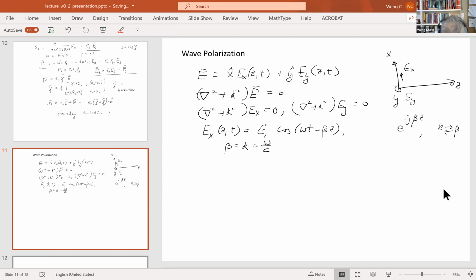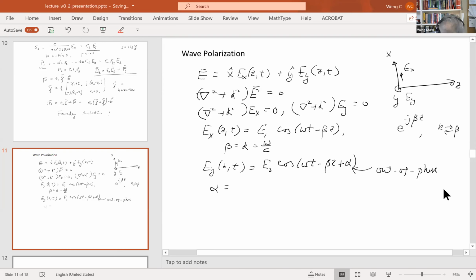And then I can do the same for Ey. And Ey is E2 cosine of omega t minus beta z, but not necessarily in phase with Ex. Okay, there's an out of phase term. Okay, so then we can look at this wave as to what happens. We can study the case where alpha is pi over 2. Okay, and then we look at this wave at z equal to 0.